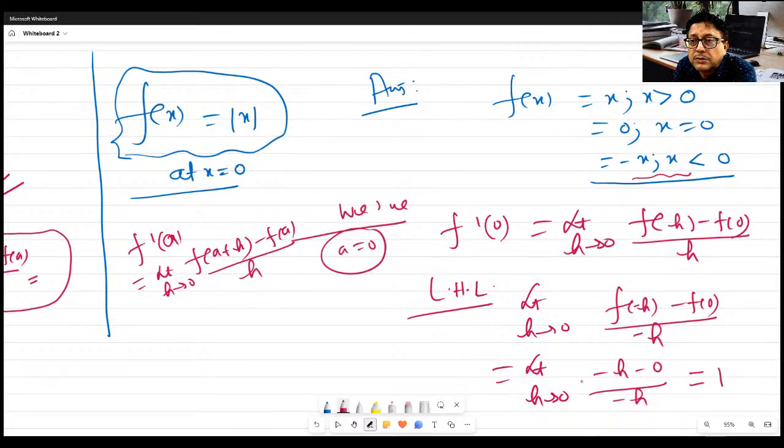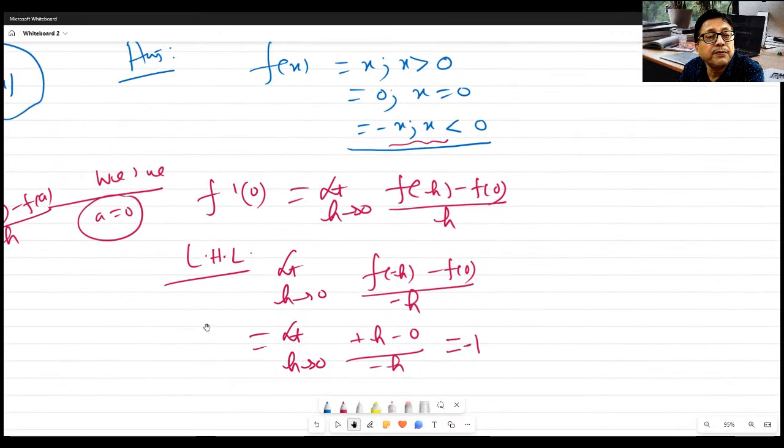Check once. No, it will be minus plus, no? Because we are finding f of minus h. So this is minus 1. Yeah, now it is correct. This thing is minus 1, because minus of minus h.